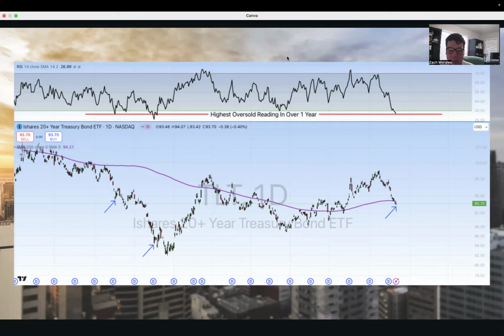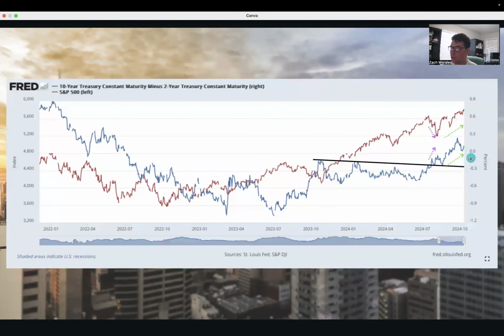We got to talk about TLT, okay? You guys have been in the comment section saying, what's going on with TLT? Give us some updated charts. TLT recently just had its highest oversold reading in over 1 year. We're going to talk about that, what that could mean for TLT. We're also going to talk about why that is, like what's the possibility of that?